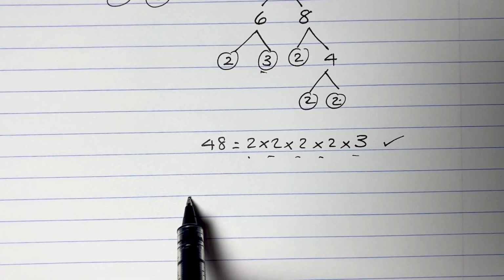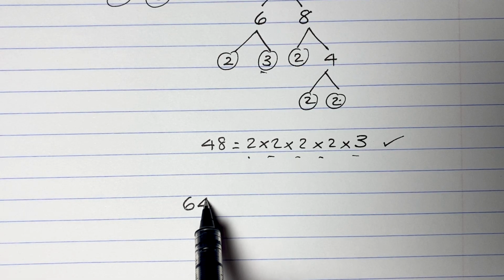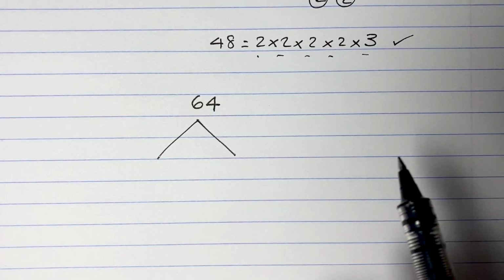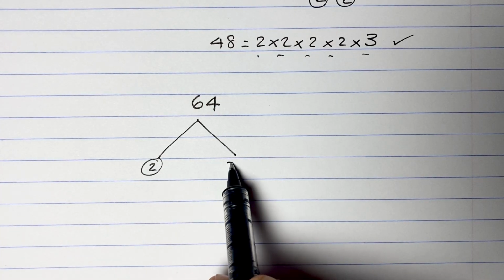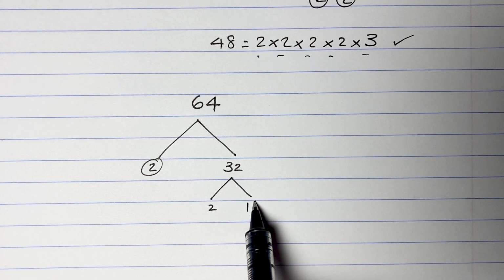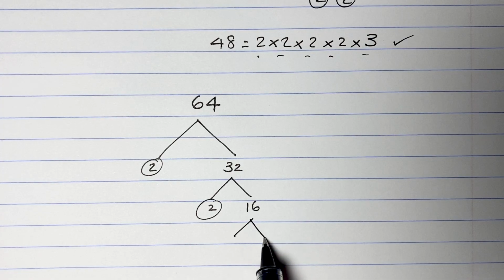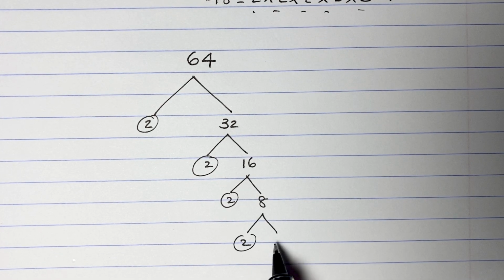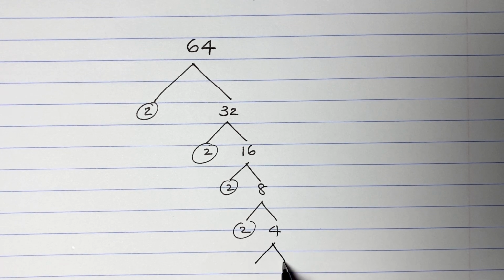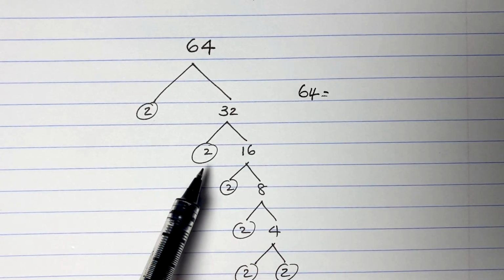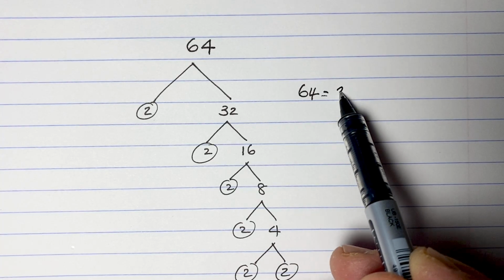Let's do 64. Any two numbers. So 2 and 32. 32 can be written as 2 and 16. 16 can be written as 2 and 8. 8 can be written as 2 and 4. And 4 can be written as 2 times 2. So 64 is 2 times 2 times 2 times 2 times 2 times 2. 6 2's times together.